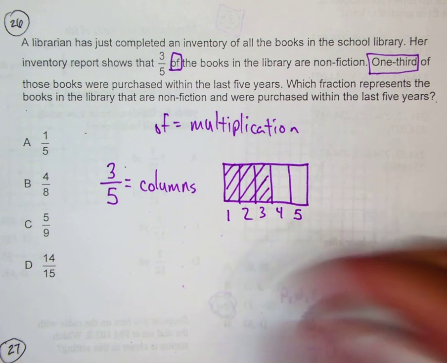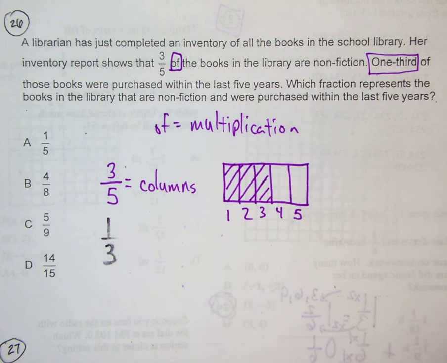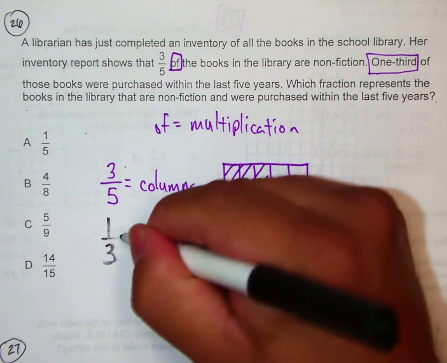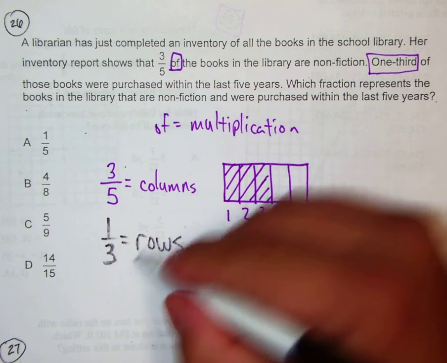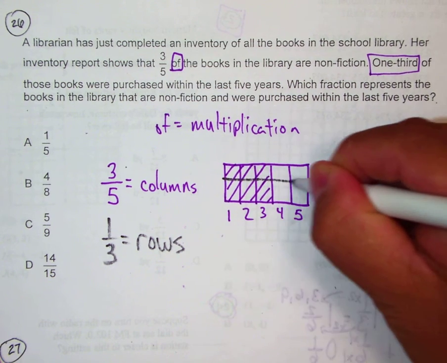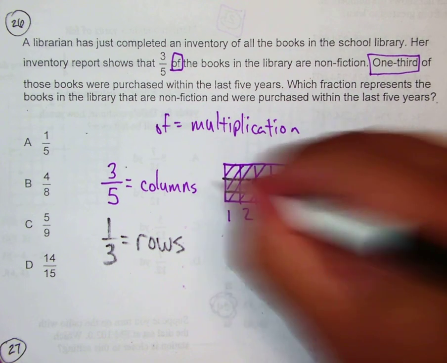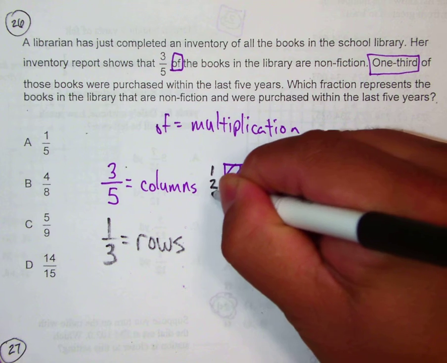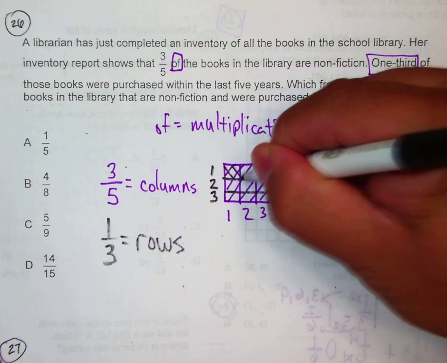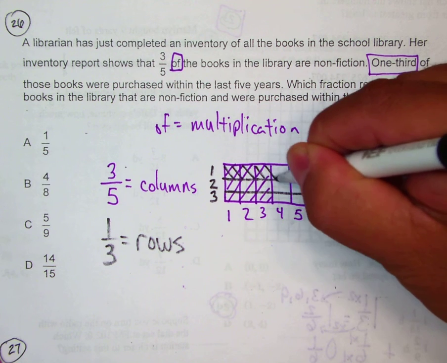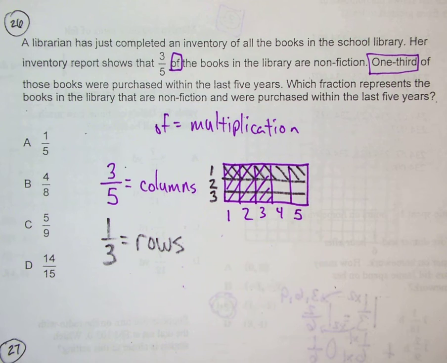Next, I have my 1/3. This is going to represent my rows. I'm going to divide it into 3 rows. Once again, 1, 2, 3. The 1 will represent how many I'm going to shade. You can kind of see how I'm getting some that are double crossed. If you're doing this in pencil, it will look a little darker.